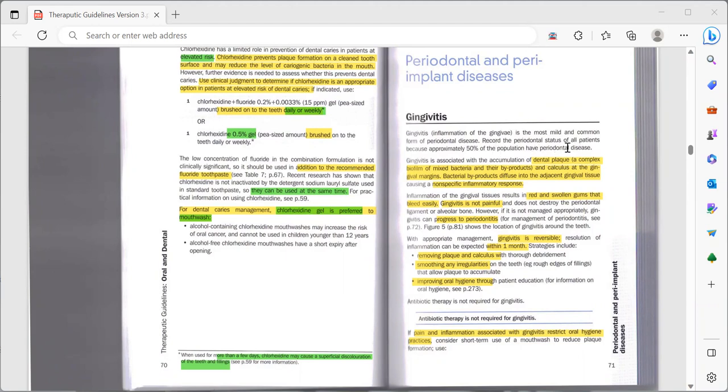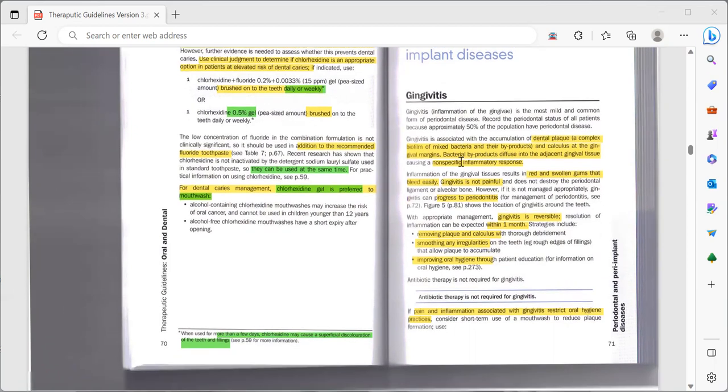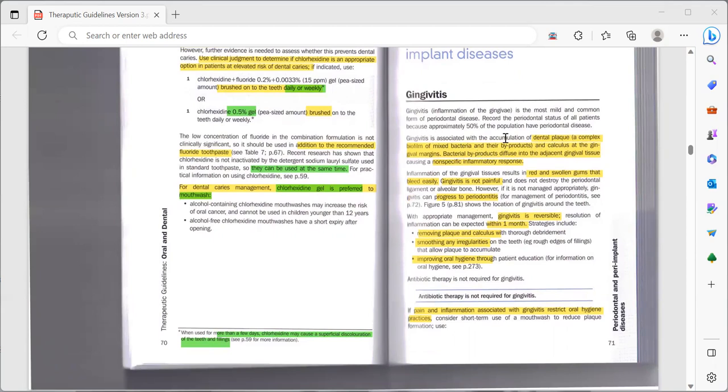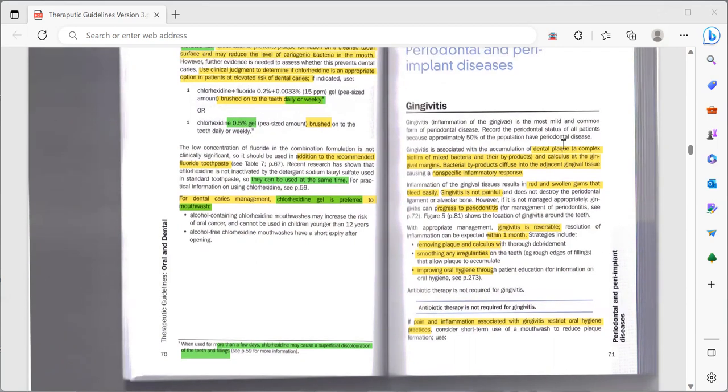Then they record the periodontal status of all patients, because approximately 50% of the population have periodontal disease. So when a patient comes to you for a checkup, you also look for caries and decay, you do the bitewing x-rays, and you look at hard tissues and soft tissue. Along with that, also check their gum health with the probe, because gingivitis is very commonly seen. Gingivitis is associated with the accumulation of plaque. As we studied in the caries chapter, plaque is the main cause of caries.